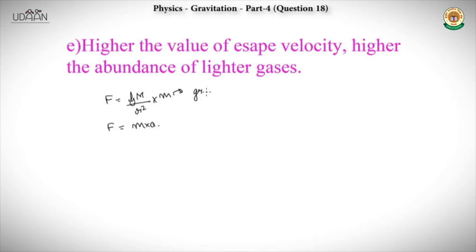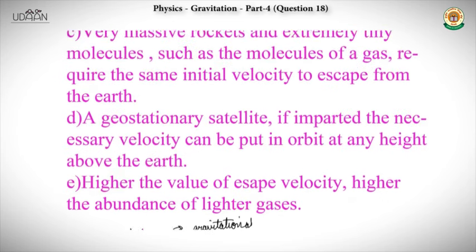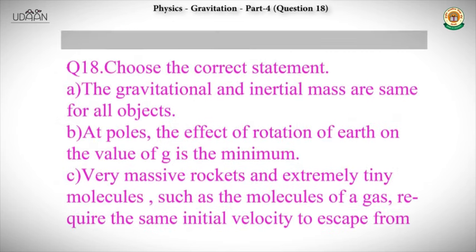So this is the gravitational mass. And this is the inertial mass. But surprisingly, in nature, both of them denote the same quantity. That is, the same physical thing is valid for both of them. So therefore, the value of them is also the same, the units are also the same. So therefore, the first option, that the gravitational and inertial masses are the same for all objects, is correct.